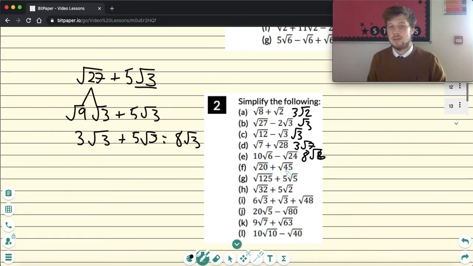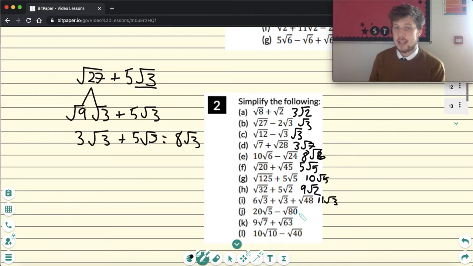Root 20 and root 45, well this is 9 root 5, this is 4 root 5, so 2 and 3 is 5 root 5. This is 5, 25 and 5, so it's 5 root 5, 5 root 5, so it's 10 root 5. Root 32 plus 5 root 2, so this is 16, so it's 9 root 2. 48 is 16 times 3, so it's 4, 5, 11 root 3.